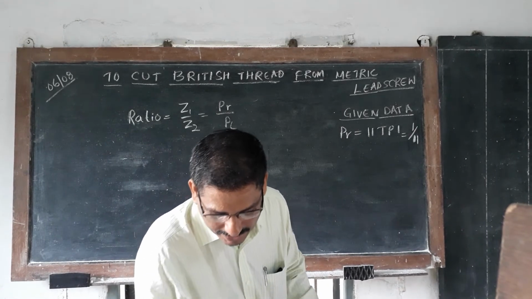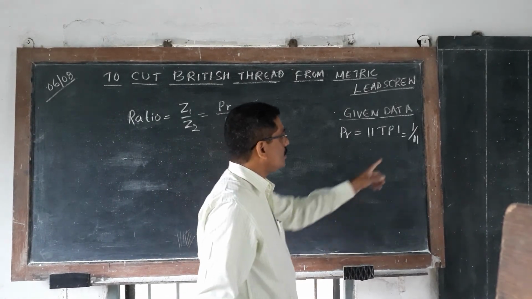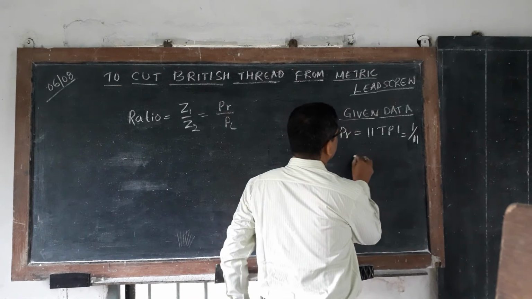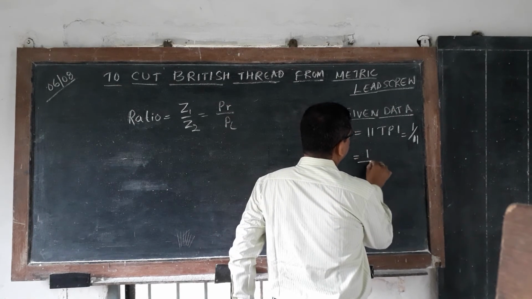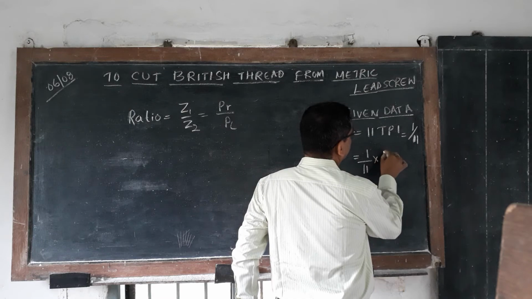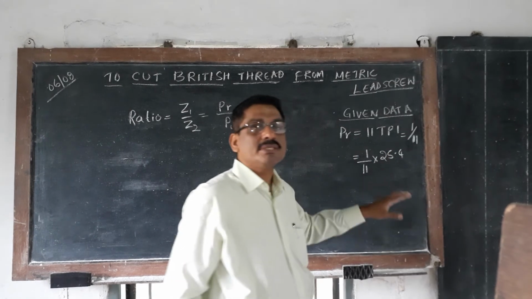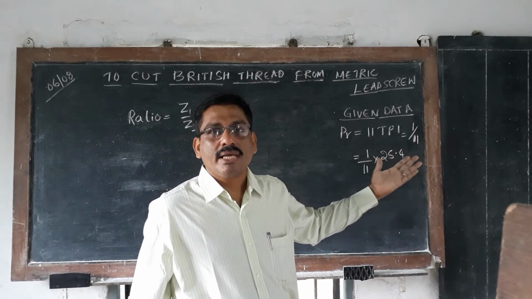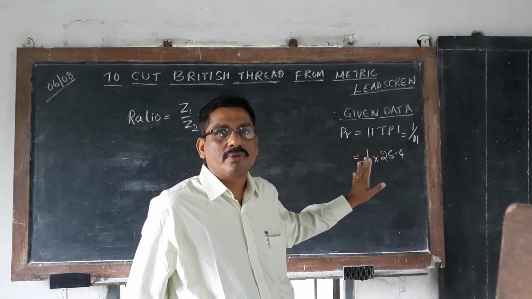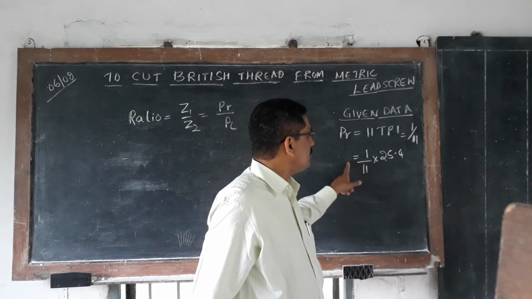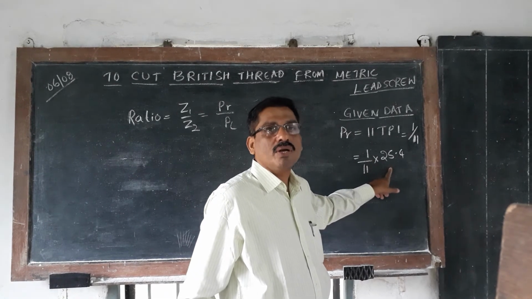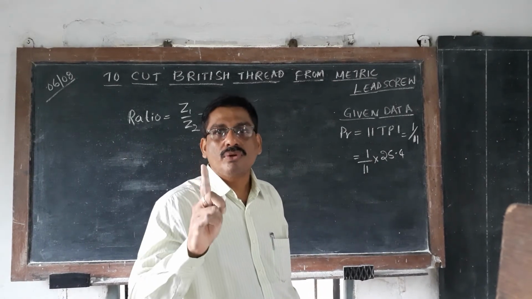So 11 TPI means this is what you have to do: 1 by 11 is equal to 1 by 11 into 25.4. Now this becomes millimeter. You have to convert, otherwise it is not possible. So it becomes 25.4, because 1 inch is equal to 25.4 mm.